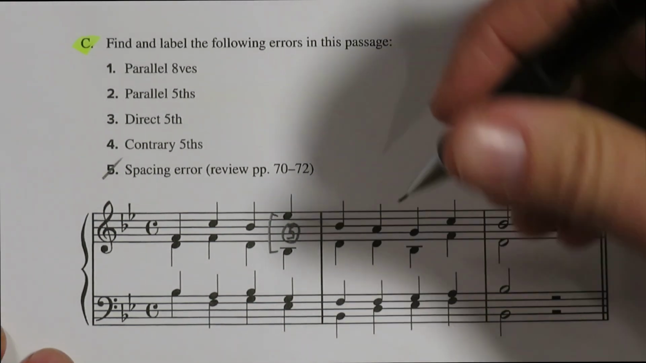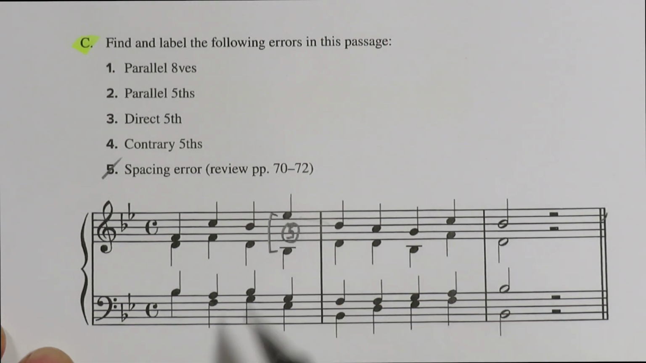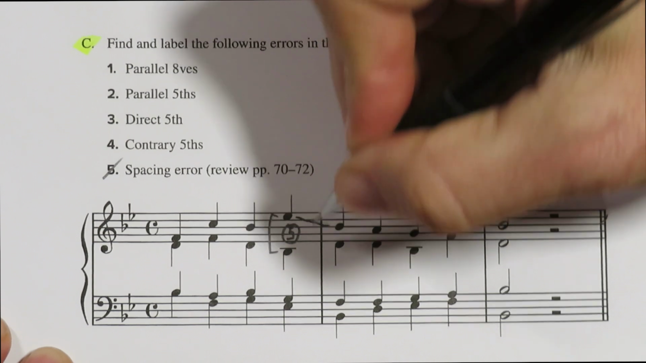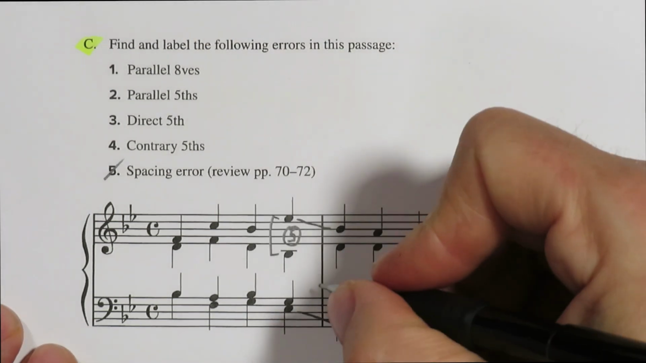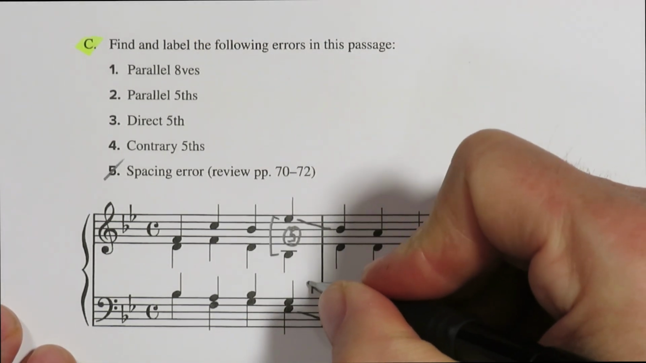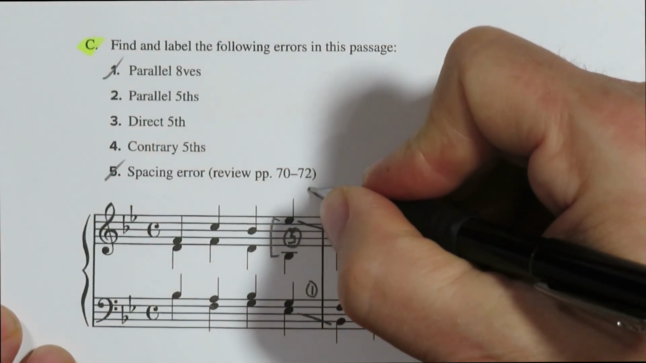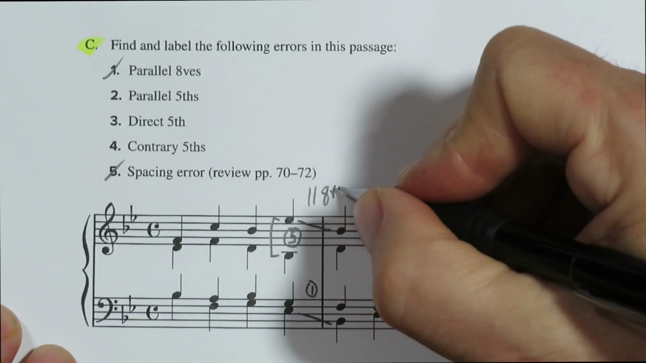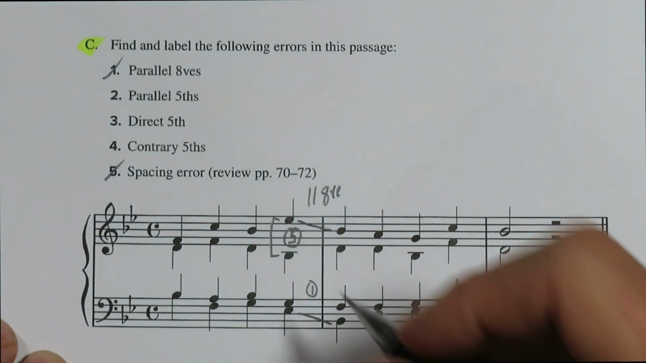And here we have an octave, E to E, and another octave, B to B, both in soprano and bass, moving in parallel motion. So that would be number 1, and you can write that like this, parallel octave, and that's one way to do it.